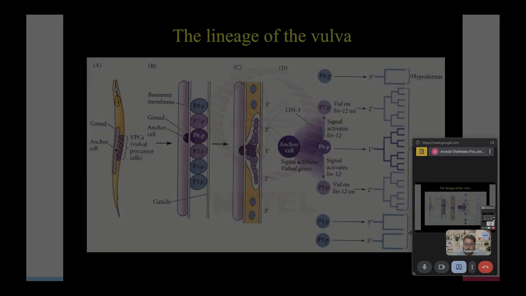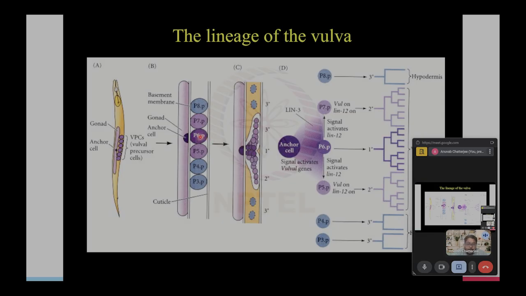So particularly the P6P is known as a primary fate cell, which can form particular structures just here. Say P5P and P7P are secondary, which will form secondary structures towards the ends, and others will have a tertiary fate, which will form the underlying tissue around the vulva. So primary, secondary cells, and tertiary cells. Primary forms the major part, secondary forms a smaller part, tertiary forms the part away from the vulva.